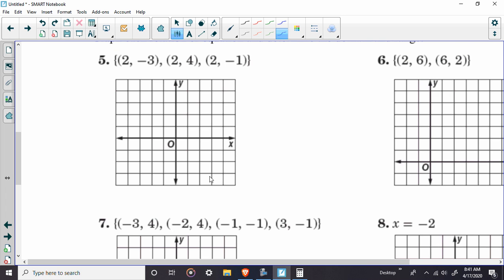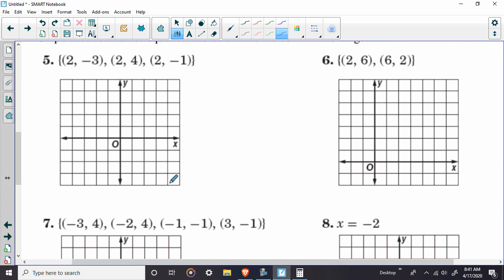Okay. So say they just gave you these points right here, right? Well, notice 2 gives me -3. 2 also gives me 4, and 2 also gives me -1. So if we graph these points out, 2, -3, 2, 4, and 2, -1 definitely fails the vertical line test. So this is no, not a function. Okay, so again, if you see repeated x values, not a function.